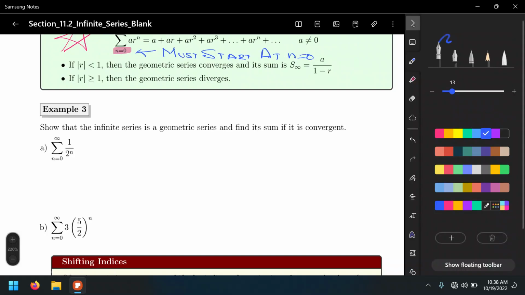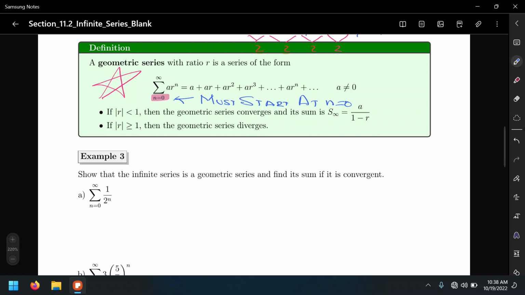Before looking at the example, we have to go one direction or the other. Number one, we have to identify r, the common ratio. If the absolute value of that numerical value is less than 1, the geometric series converges, and it's possible to find the infinite sum using this formula: S subscript infinity equals a over 1 minus r, where a is the first term of the series and r is the common ratio.